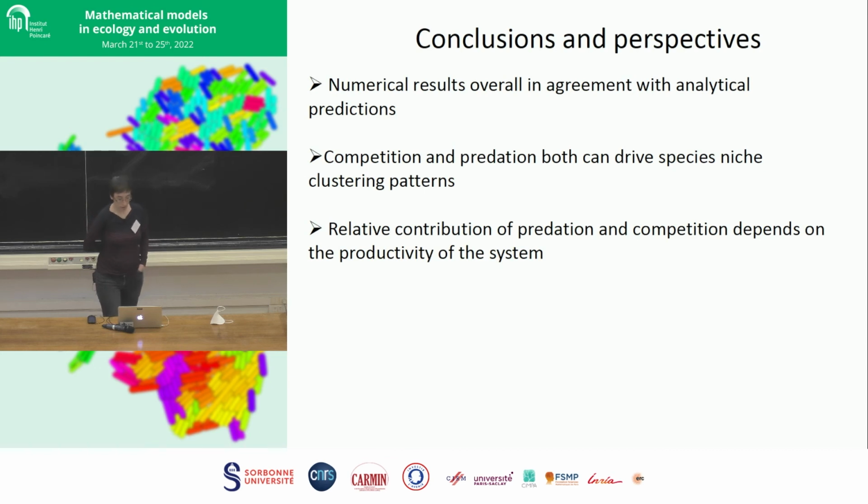So it's still ongoing work. Well, at least from the analysis we did, it's quite interesting to see that there is some agreement, at least partially, between the numerical results and the analytical predictions here. Our results show mainly that predation and competition both drive this potential niche clustering pattern that we found. So it might be something quite general in this type of models. And the relative contribution of predation and competition depends on the productivity of the system.